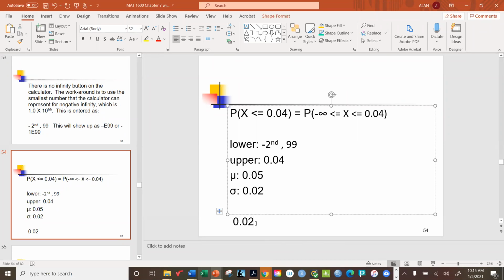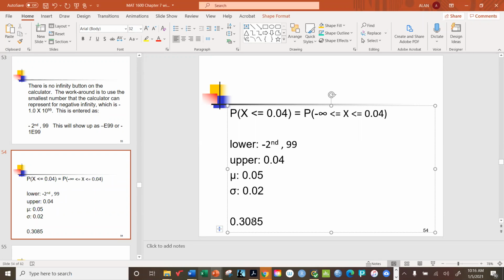Okay, which was 0.3085 if I remember correctly. All right, so let's type in those numbers and see what we get. And that should be, yeah, 0.3085. All right, so once you get used to the setup, I think you'll find that this is much quicker and easier than using the tables.